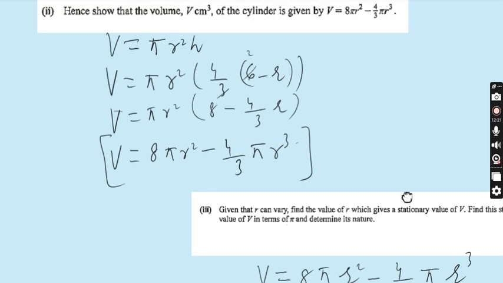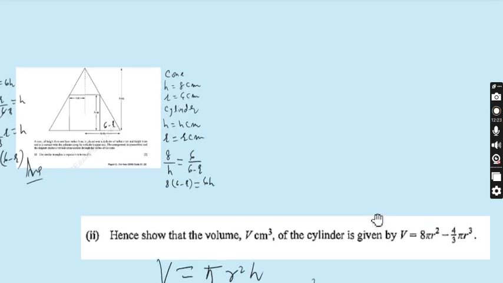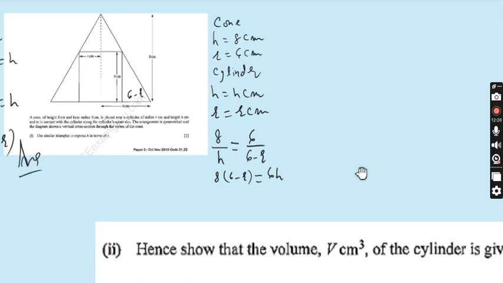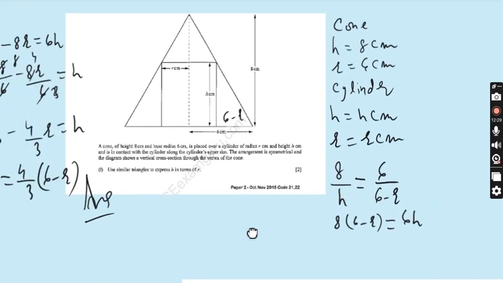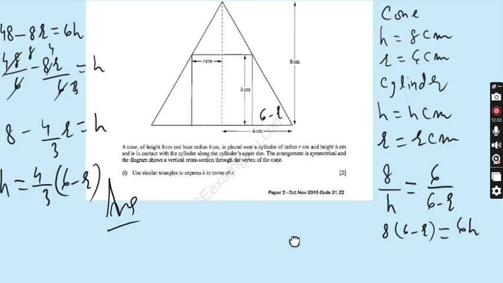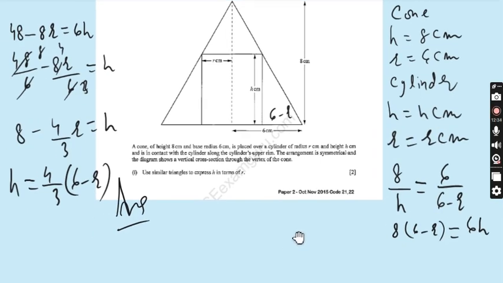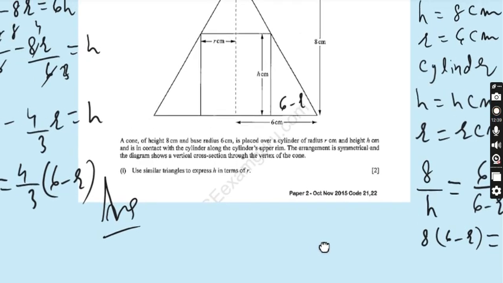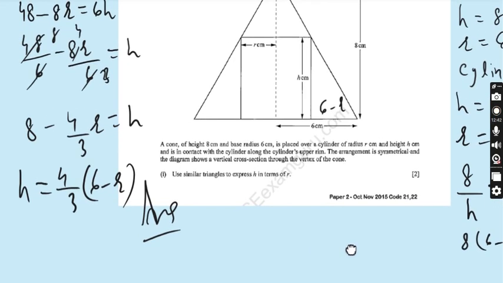So it is 6 marks. See carefully, the whole question depends on part number 1: use similar triangles to express h in terms of r. This question came in October/November 2015, paper 2-1 and 2-2. So if the answer of part 1 is wrong, then the whole question is wrong.